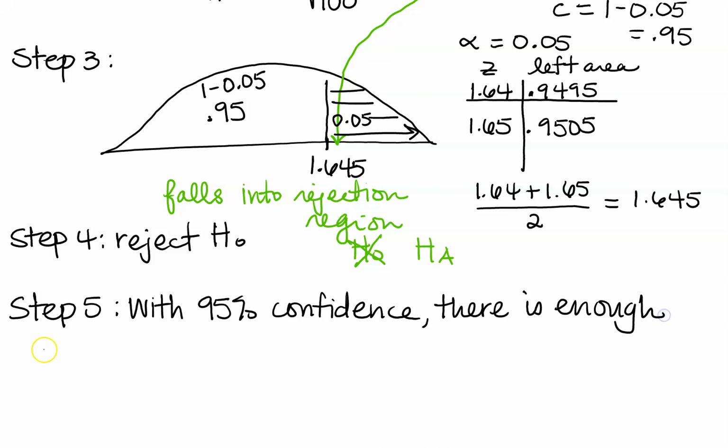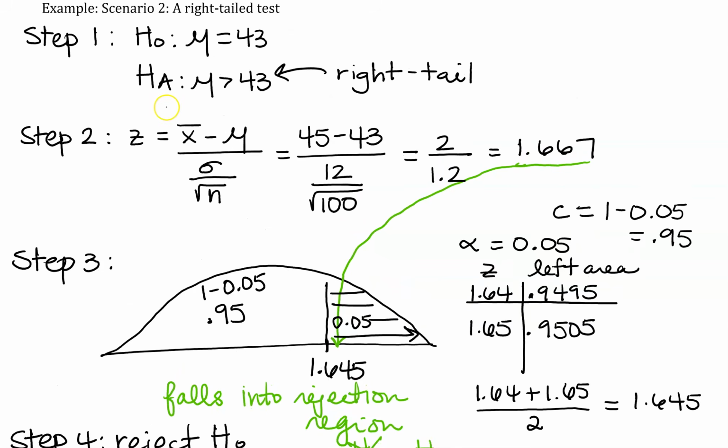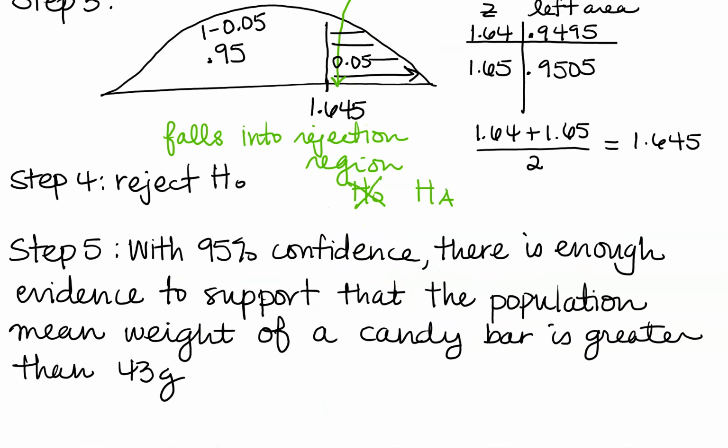So we will say there is enough evidence to support. And I'm not just going to write HA, we're actually going to talk about what HA is. So we are supporting that, and we'll go up to step 1 to remind ourselves of what HA is. HA says that the population mean weight of a candy bar is greater than 43 grams, and so that's what we'll put here. So in conclusion, we're saying that with 95% confidence, there is enough evidence to support that the population mean weight of a candy bar is greater than 43 grams.